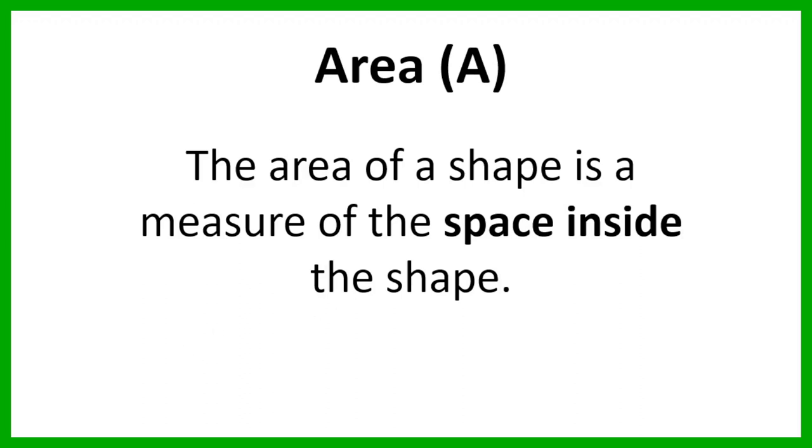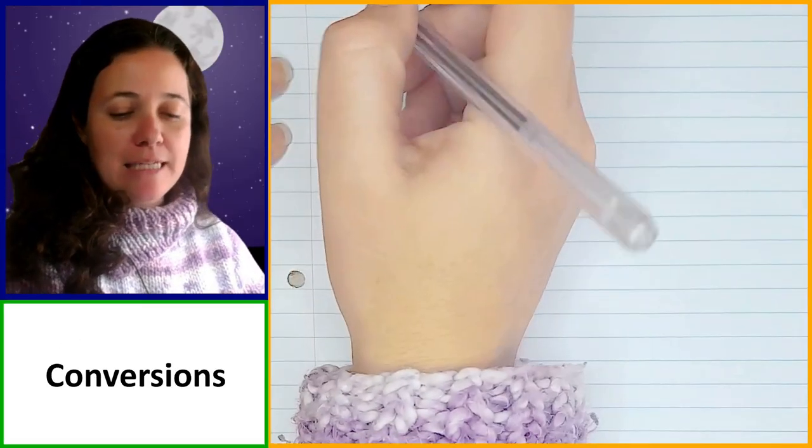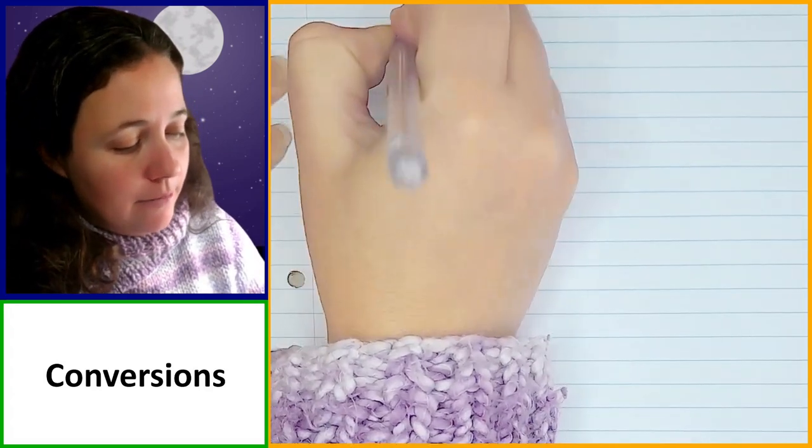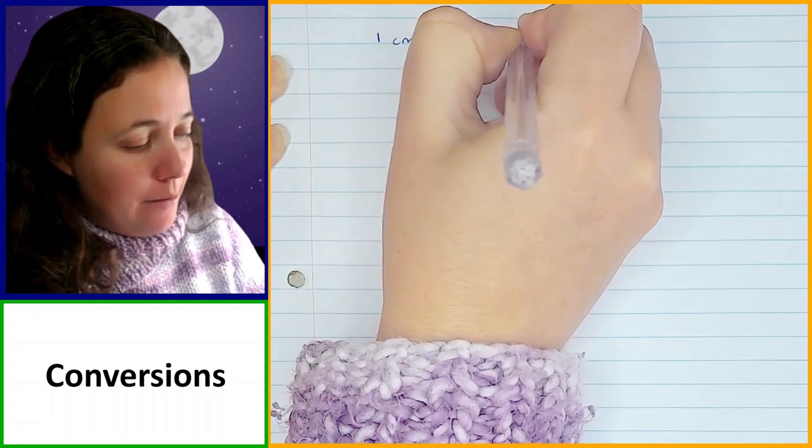Okay, now let's just quickly have a look at some of the conversions that you need to be aware of when we are working in this section. So first of all, what you should already know is that 1 centimeter is the same as 10 millimeters.